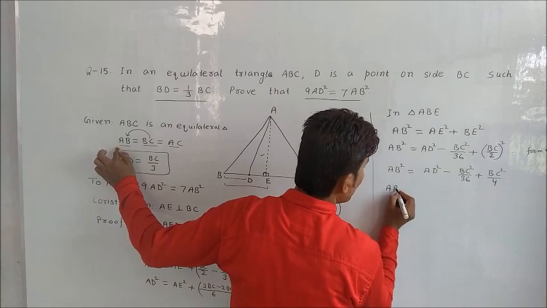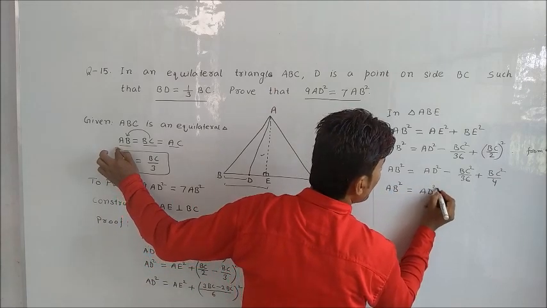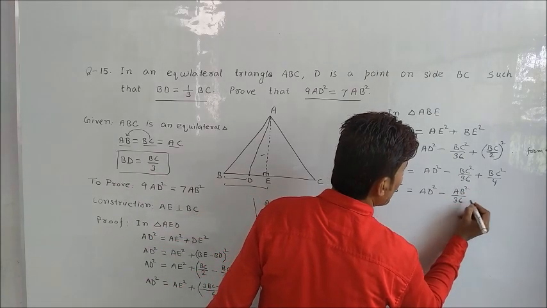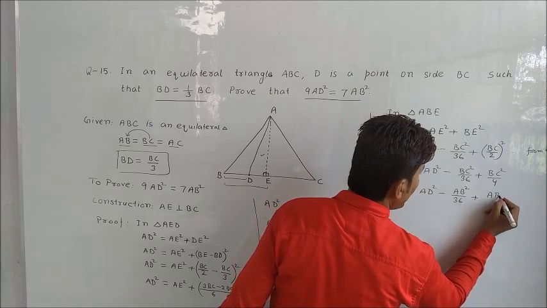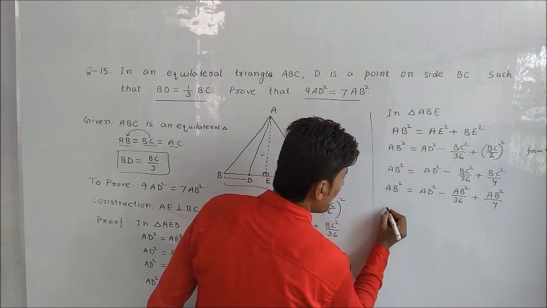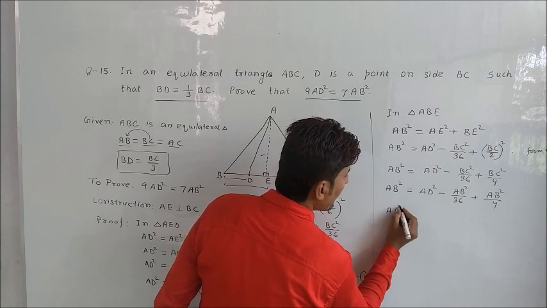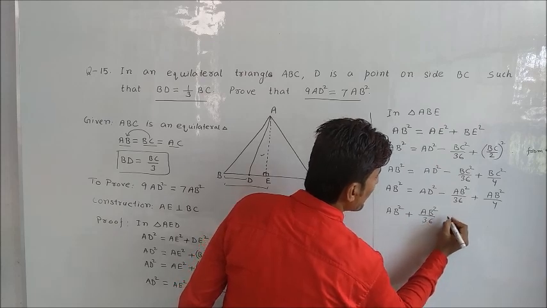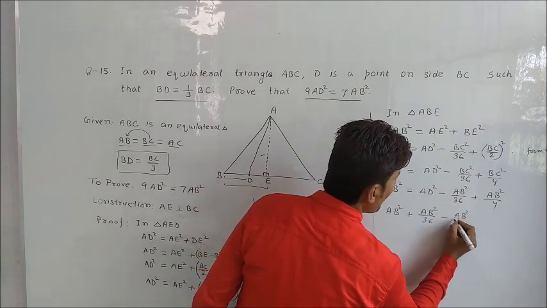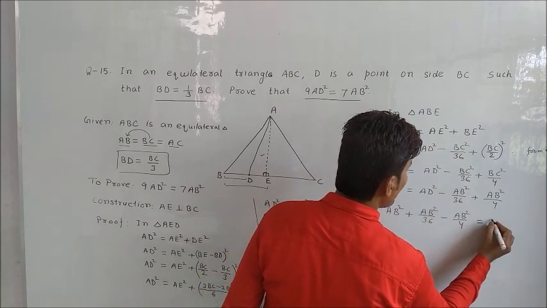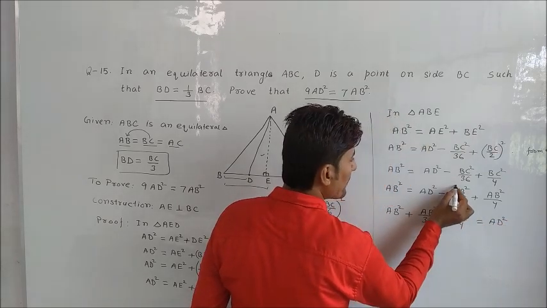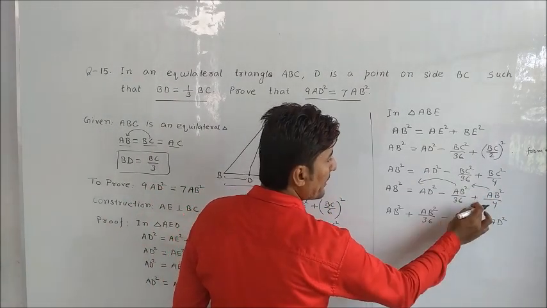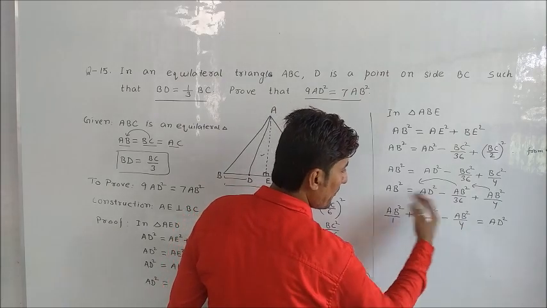So AB square will be as it is, equals AD square minus, in the place of BC we write AB square, upon 36, plus, in the place of BC also we write AB square upon 4. Now AB square plus AB square upon 36, now minus AB square upon 4, equals AD square. Now these two terms we are sending towards the LHS of the equation, so negative to positive and positive to negative. After that we will find the sum of all these.